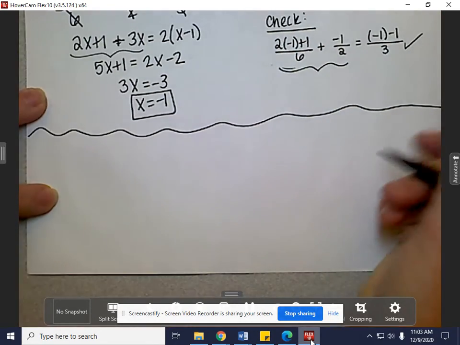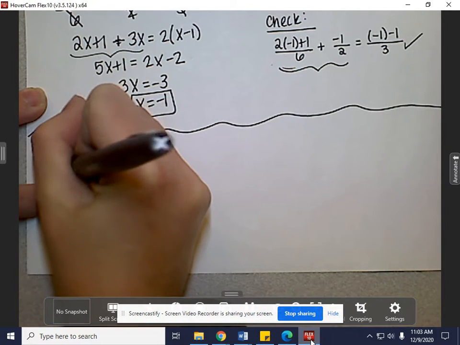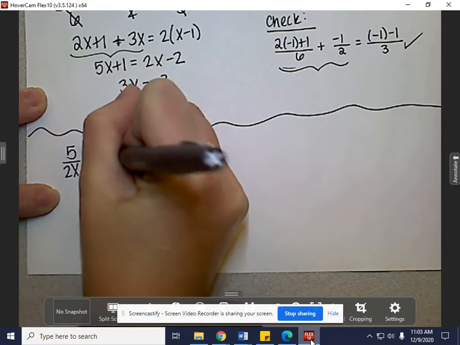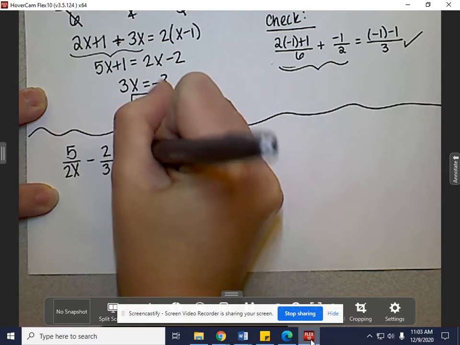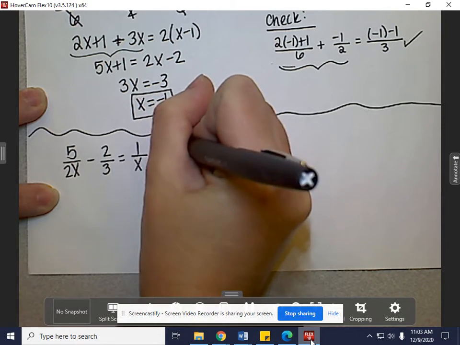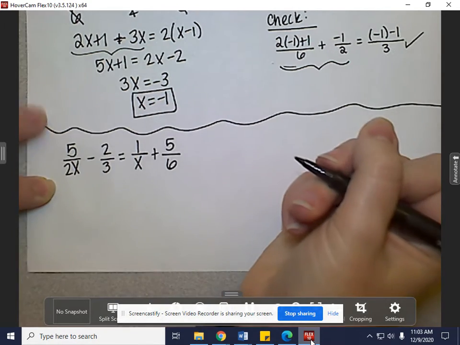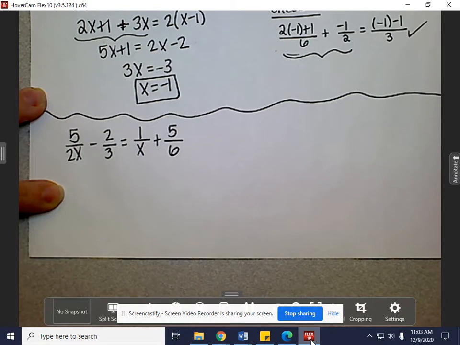So let's go. So we have 5 over 2x minus 2/3 equals 1 over x plus 5 over 6. Okay, so looking similar, we do have a bunch of fractions. Main goal is we don't want them, so they're kind of a pain to solve with. So we're going to multiply everything by the common denominator.